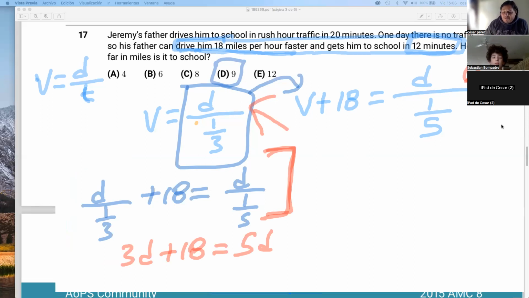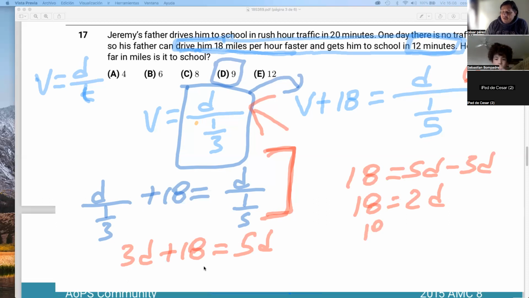Okay. Well, we can solve D here. We will get 18 equals 5D minus 3D. 18 will be 2 times D. 18 over 2 will be equal to D. So 9 equals D. The distance is 9. ¿Ok?